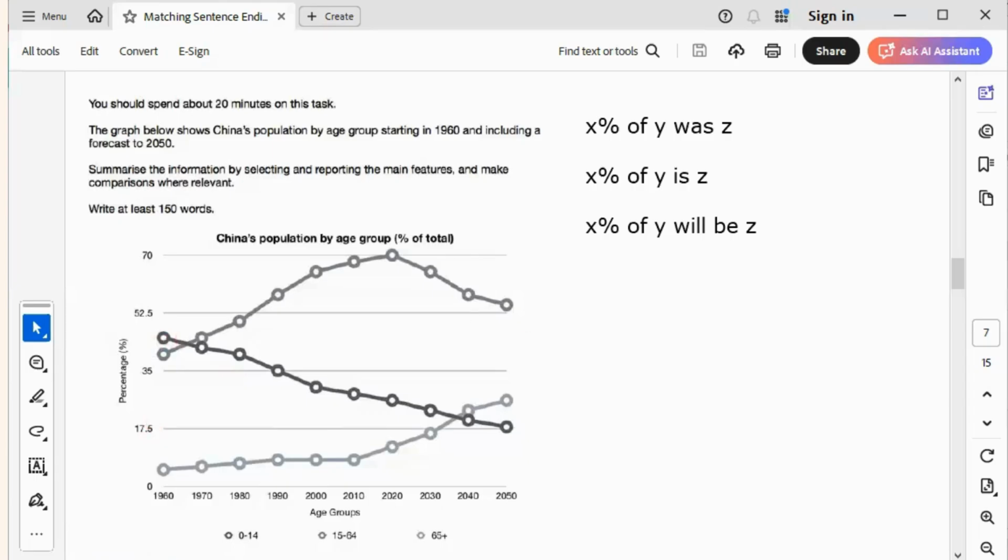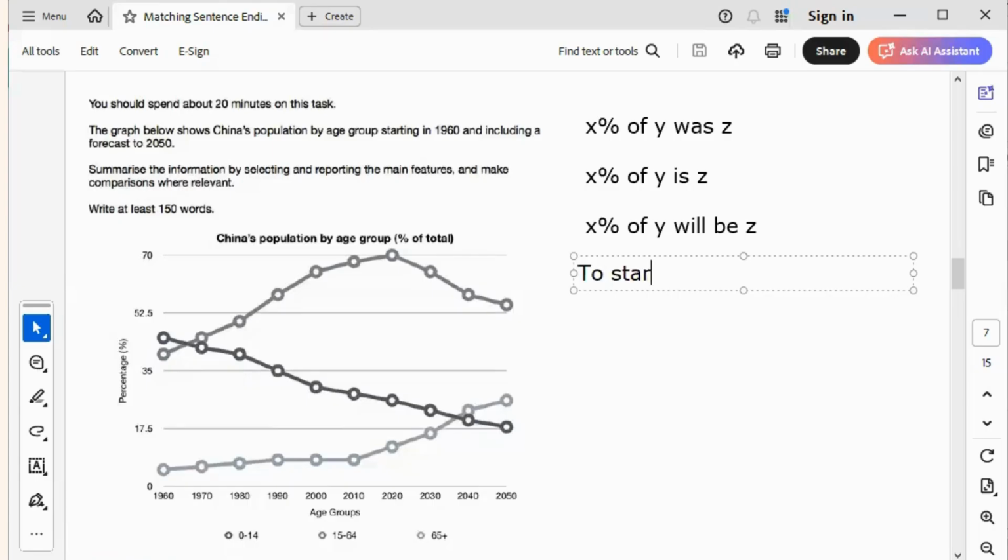Look at what I want to write now. I want to describe the age group 0 to 14 using this formula as my guide. If you can use this formula to start your main body, it's going to make your work very neat. That's why I'm teaching you this formula. Now look at it, everybody.